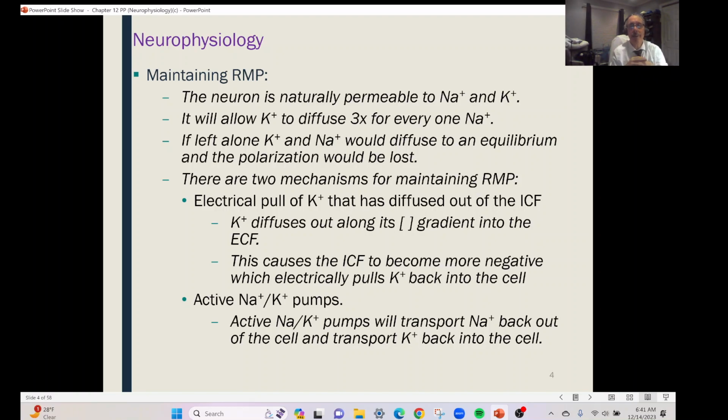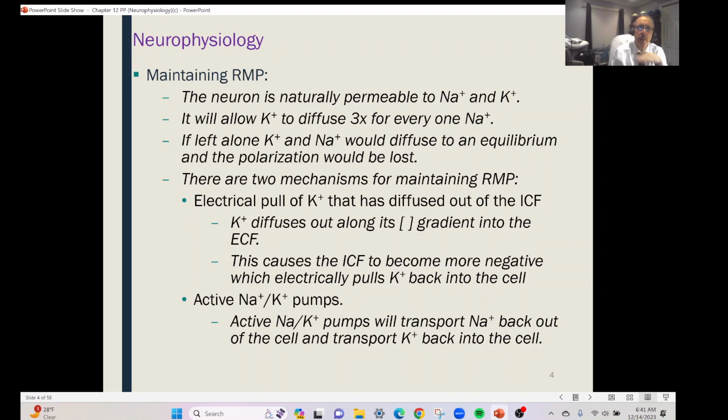This is known as maintaining resting membrane potential. So here's the deal. Our neuron cell membrane is naturally permeable to sodium and potassium. And what that means is sodium can move from the outside of the cell in, and potassium can move out, right? It will allow potassium to diffuse 3 times for every 1 sodium, right? So for every 1 sodium that may leak in, 3 potassiums leak out.